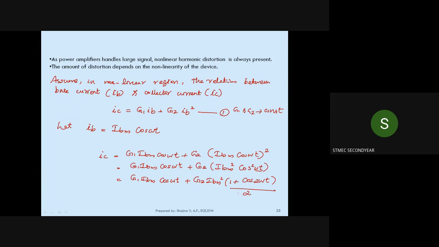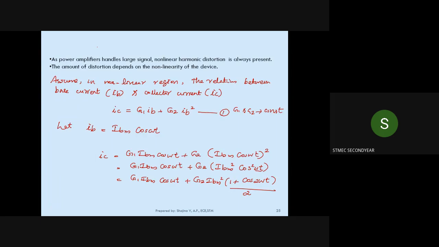So this IC, I can write my IC is equal to, that is here, okay, G1 into IBM cos omega t plus ഇതൊന്ന് മൾട്ടിപ്ലൈ ചെയ്ത് കഴിഞ്ഞാൽ എന്ത് കിട്ടും? G2 into IBM square, that is divided by 2. Okay.